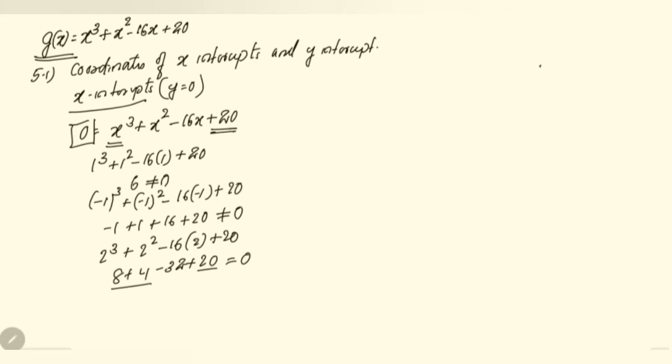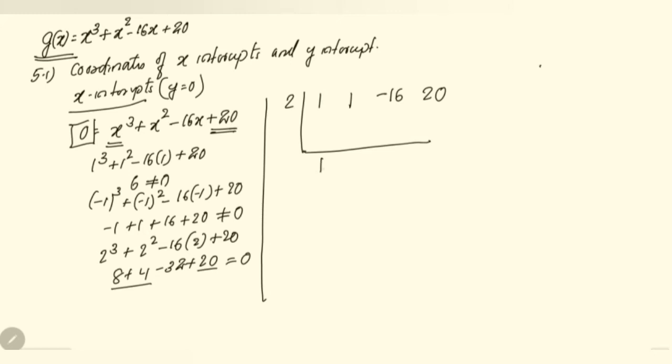After getting 2, what you have to do is use the synthetic method. Write 2 and draw a long L. Inside it you have to write all the coefficients A, B, C, D. Make sure there are 4 numbers; if any one is missing, you have to put 0 in that place. Here all of them are there. The coefficient of x cube is 1, the coefficient of x square is again 1, the coefficient of x is minus 16, then the constant is 20. Now let's do the process of the synthetic method.